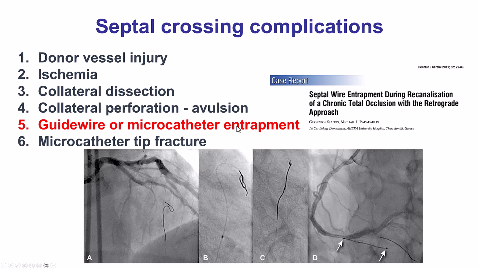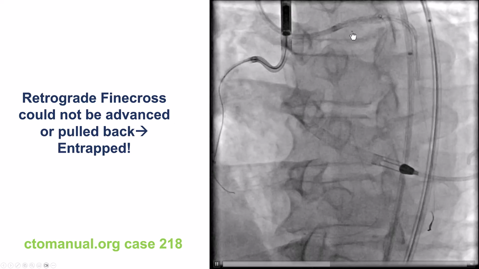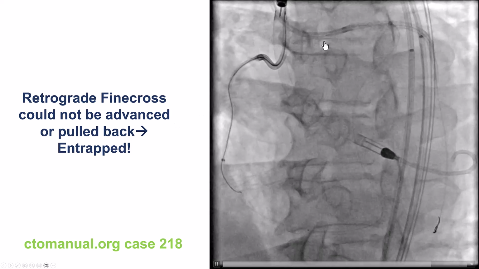When it comes to microcatheter entrapment, this can happen. So when manipulating the guide wires, it is important to keep the tip free to avoid having knots in the guide wire, because then it can get entrapped. Also, other equipment such as the microcatheter can be entrapped.